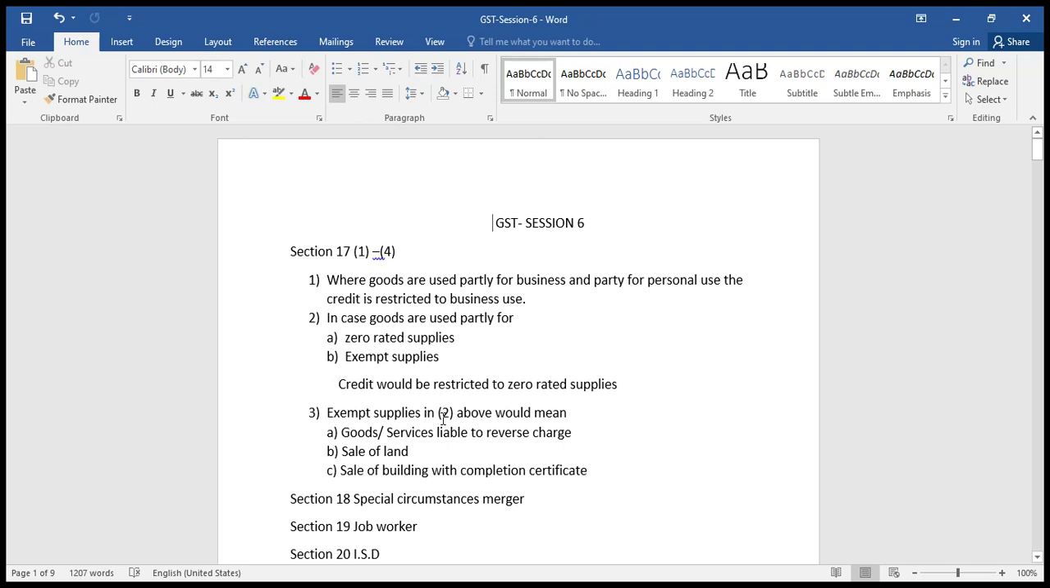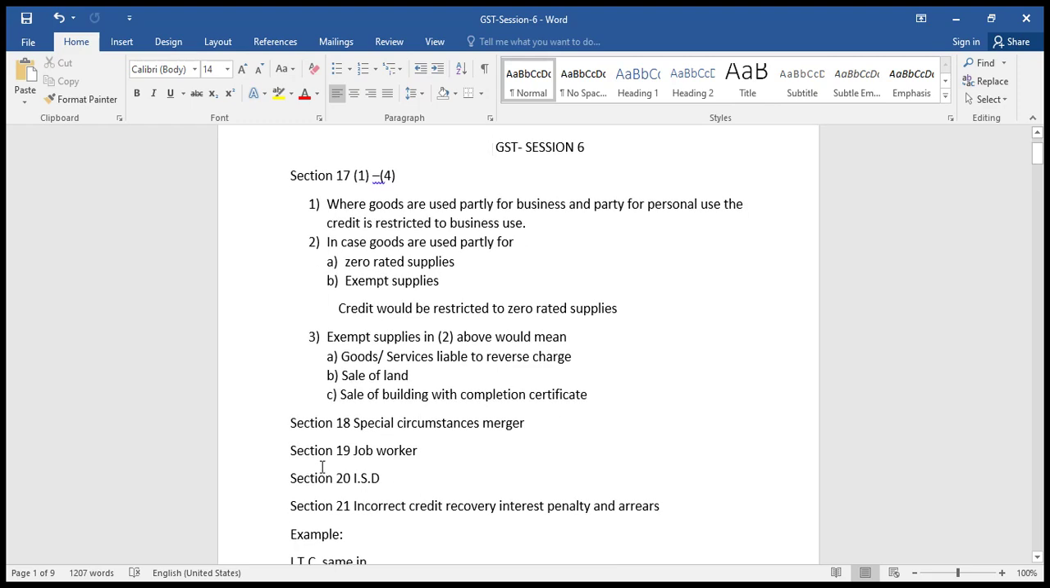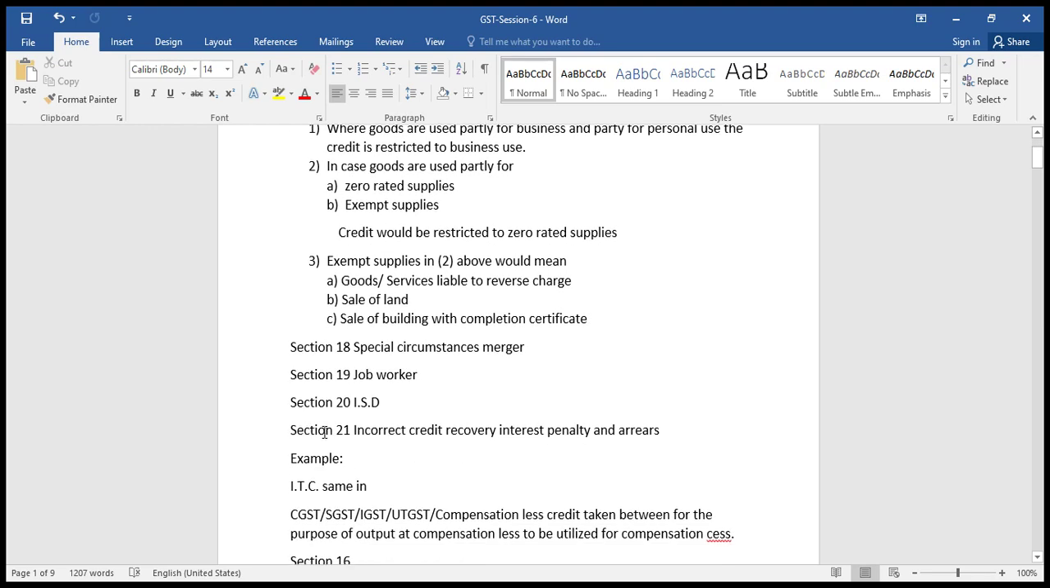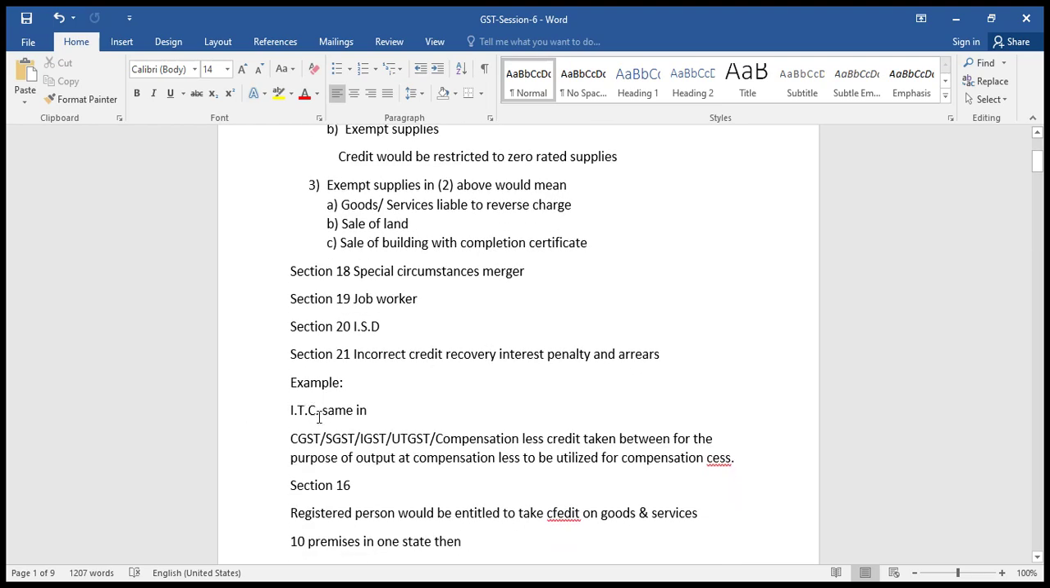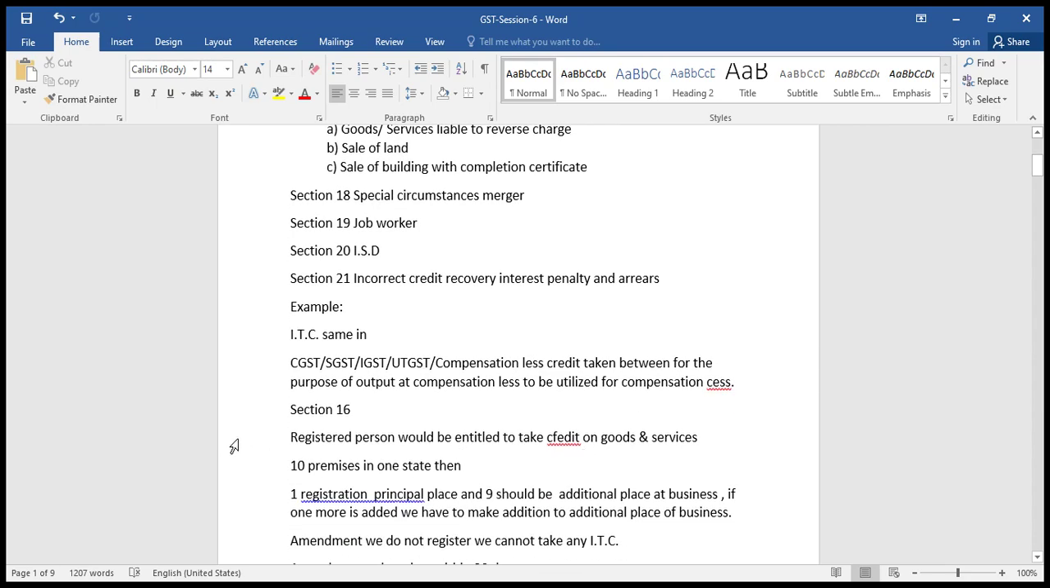Exempt supplies in (2) would mean goods or services liable to reverse charge, sale of land, sale of building with completion certificate. Section 18 Special Circumstances, Merger. Section 19 Job Worker. Section 20 ISD. Section 21 Incorrect Credit Recovery with Interest, Penalty and Arrears. Example: ITC is the same in CGST, SGST, IGST, UTGST and compensation cess. Credit for the purpose of compensation cess is to be utilized for compensation cess only.